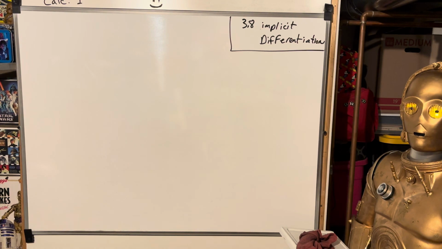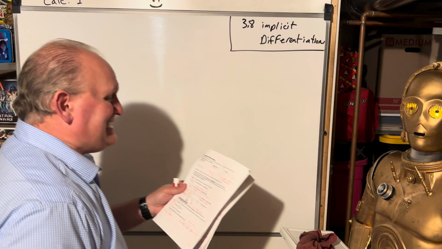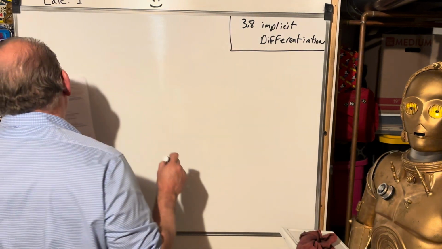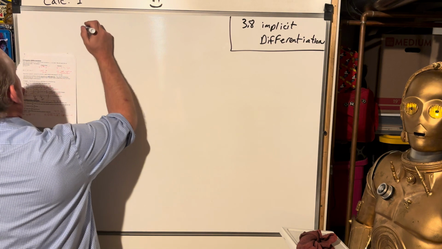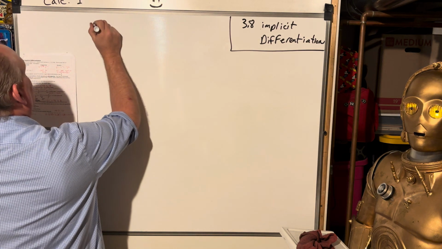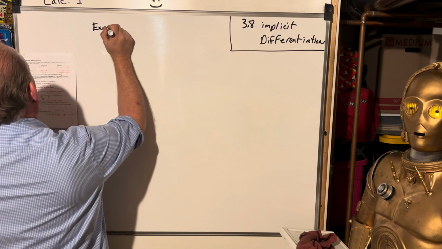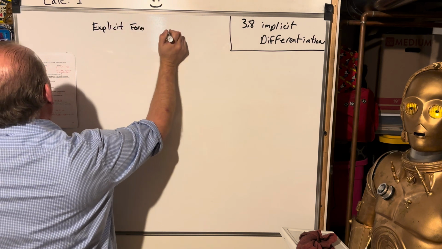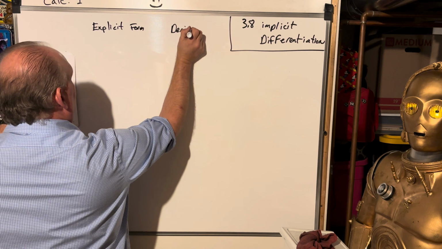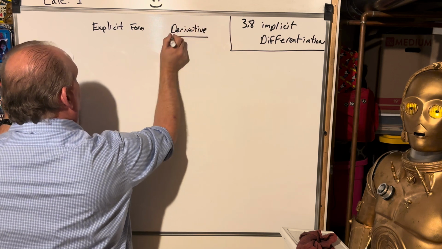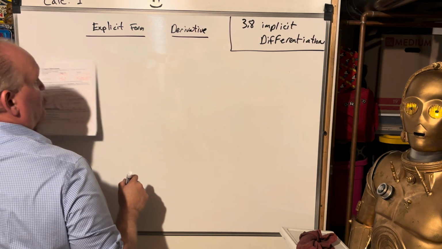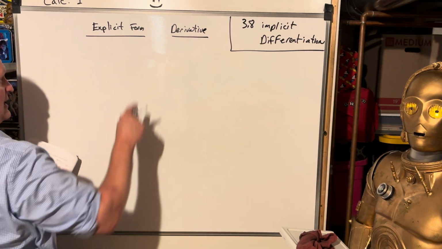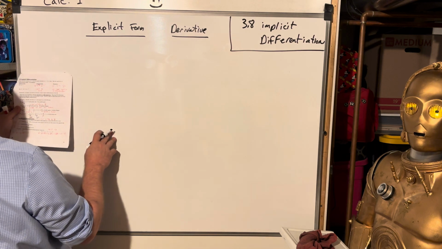Alrighty, we are back. We're looking at 3.8 implicit differentiation. And so let's take a look at explicit form and the derivative. We're on page 26 of the chapter 3 packet, looking at 3.8.